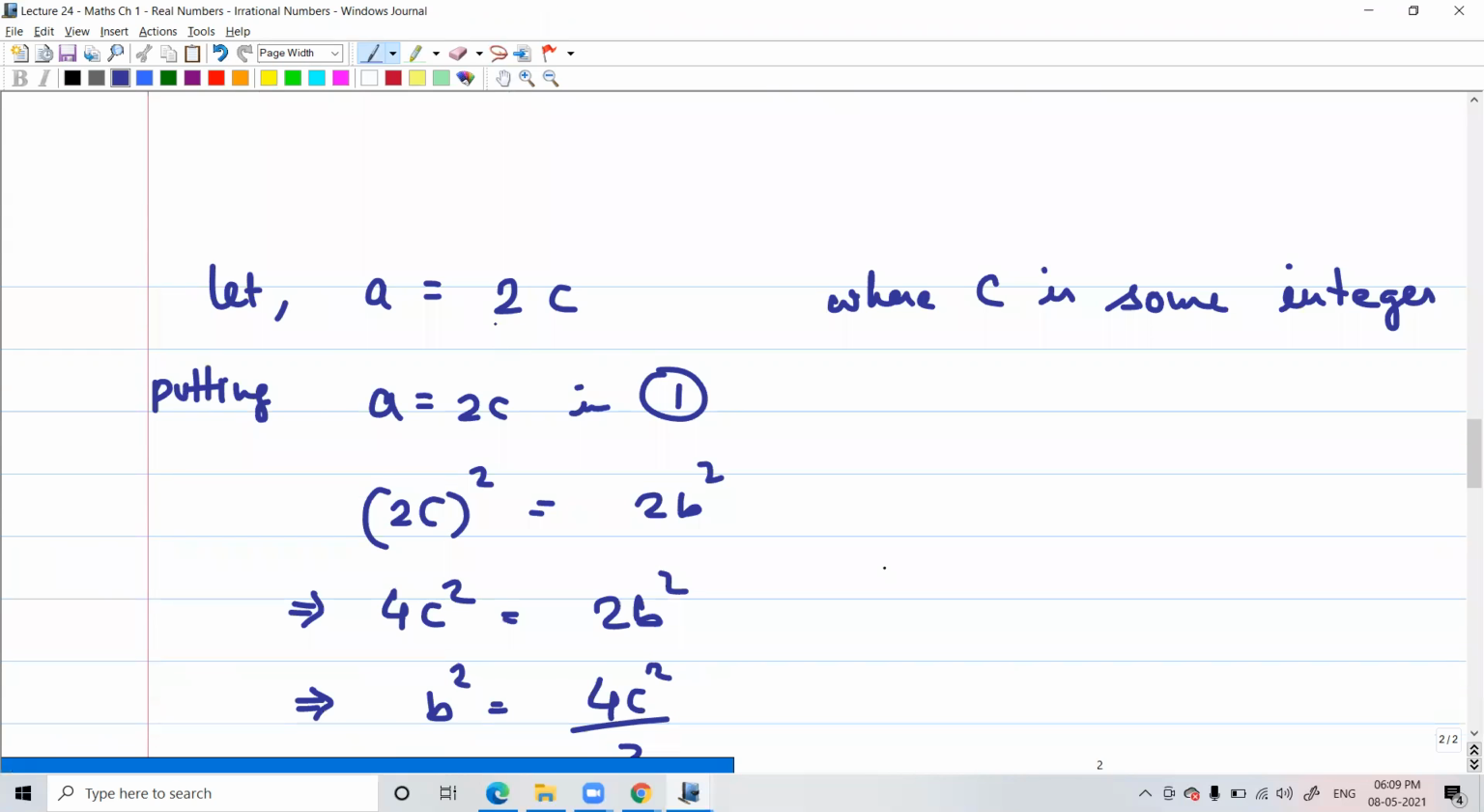Okay. You might think, why are we writing it like that? I already know a is even, so why am I writing 2c? Don't think about that right now. Hold that thought with you. Why am I doing this? It will become clear when we see the remaining steps.